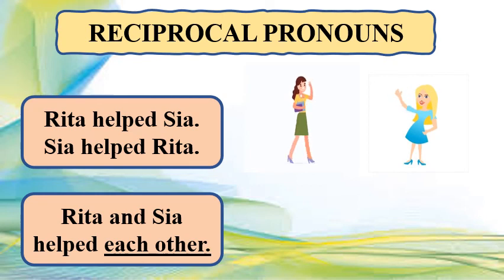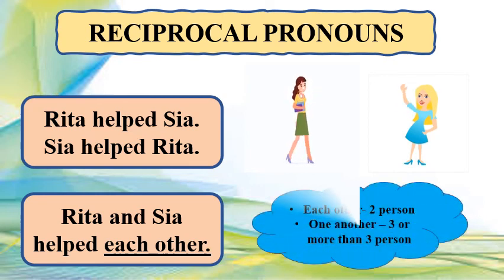Now one more thing to keep in mind is that when we talk about two persons, we will use each other. When we talk about three or more than three, we will use one another. There is always a confusion whether we should use each other or one another. So when we talk about two, we use each other, and when we talk about three or more, we use the reciprocal pronoun one another.